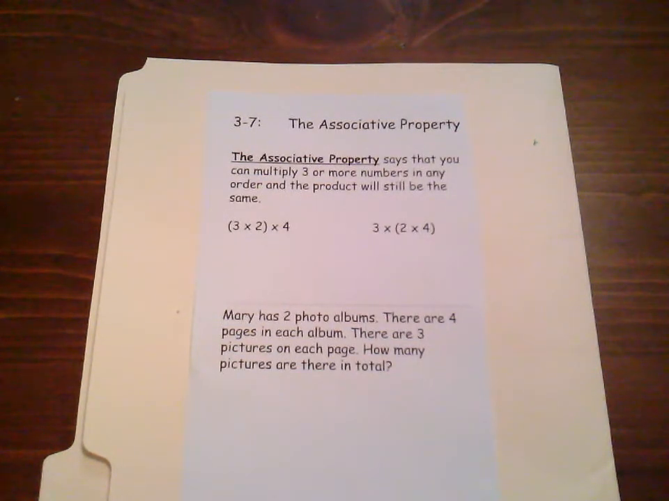So with the associative property, this says that if we have 3 or more numbers that we need to multiply, we can actually multiply them in any order and we can still get the same product. It's very similar to the commutative property where it tells us that order doesn't matter. That is when we have 2 factors. In this case, the associative property is when we have 3 or even more factors. We can actually multiply them in any order. So let's take a look at what that would look like.